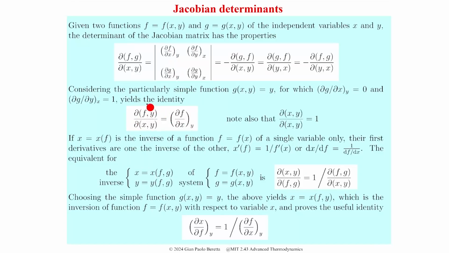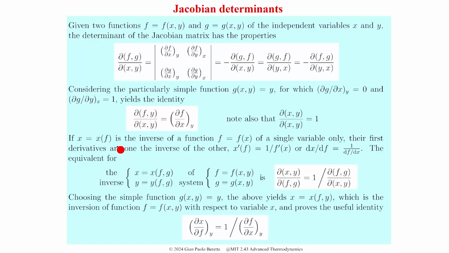So this is a useful identity, because you can pass from partial derivatives that maybe you want to evaluate to an equivalent Jacobian, and then we will see that we can manipulate that further. Of course, if also f is equal to x, then this becomes simply the identity, 1.